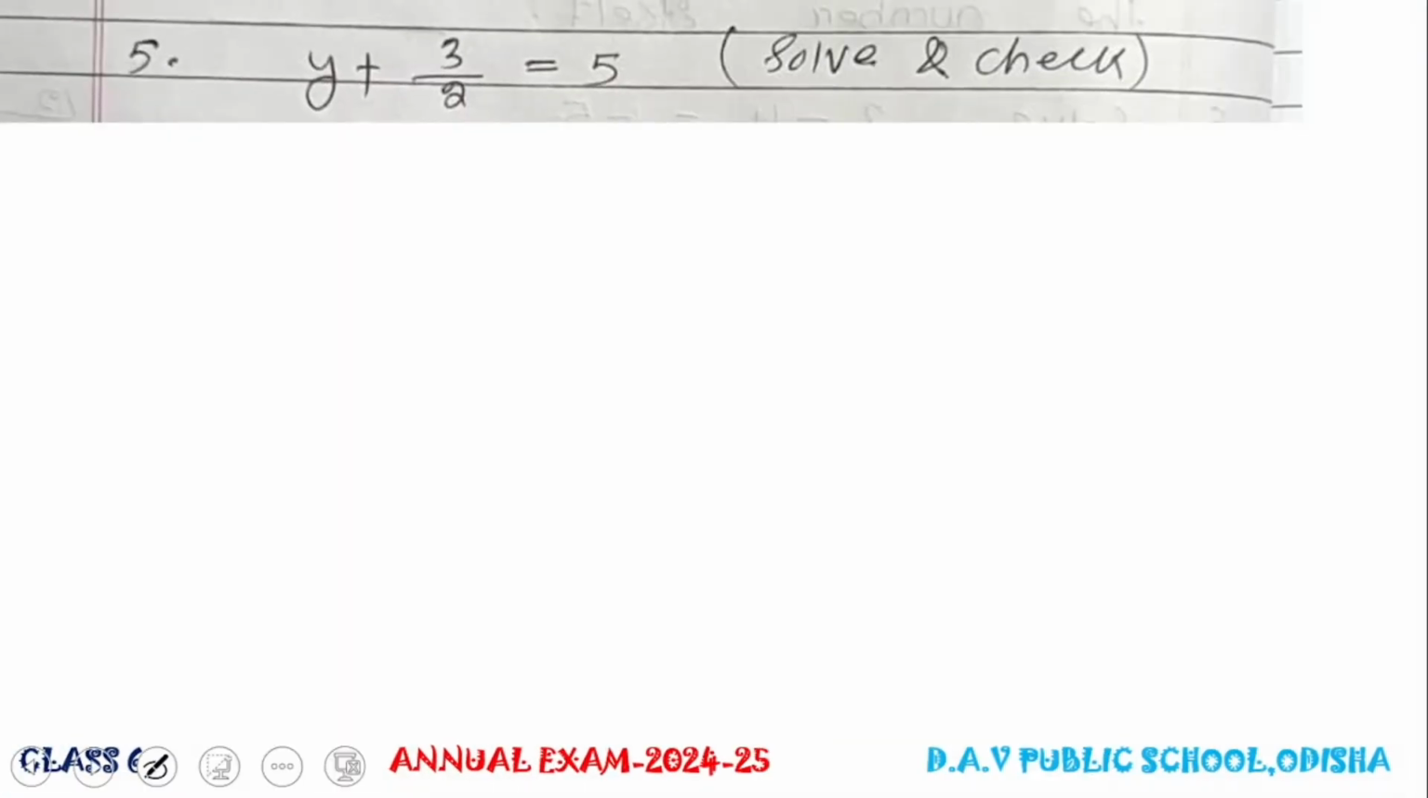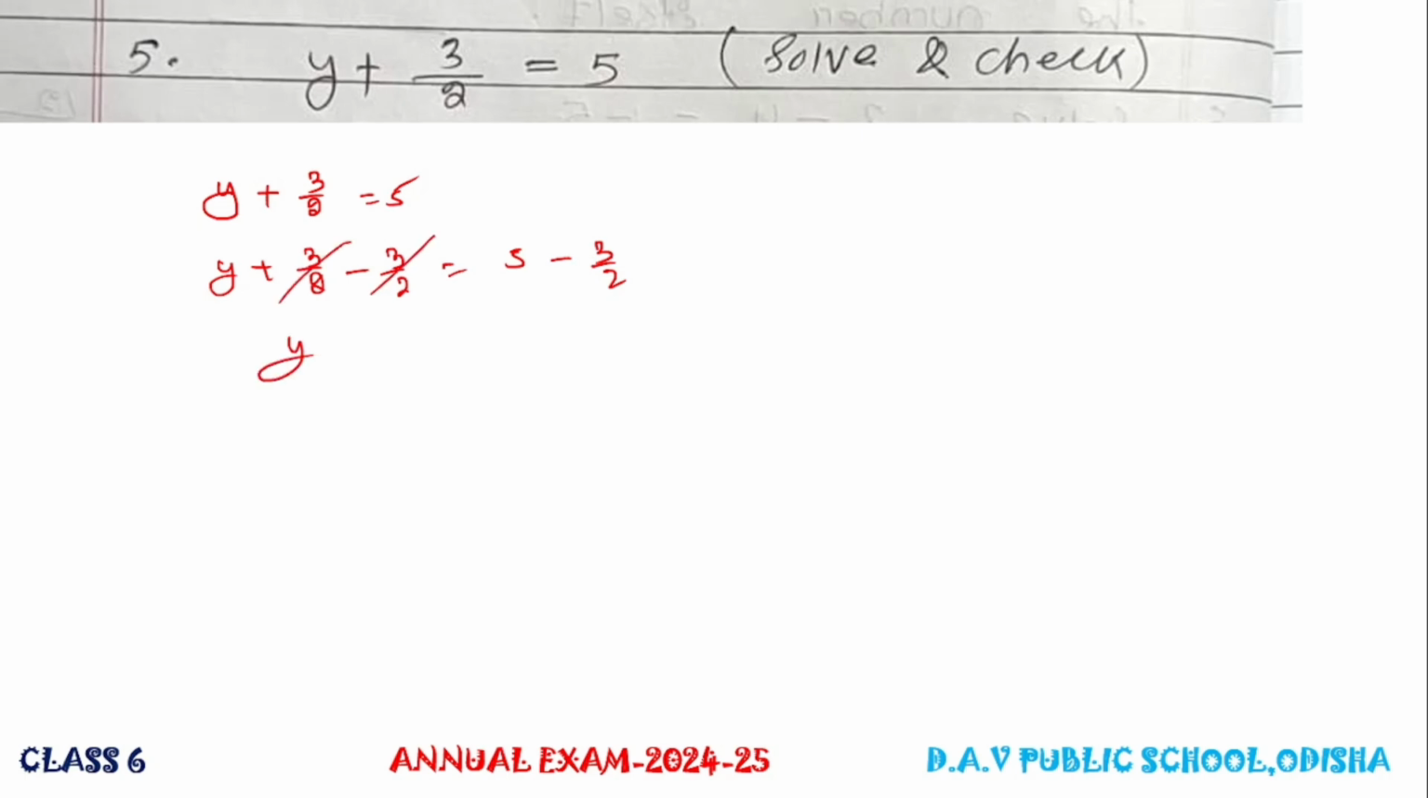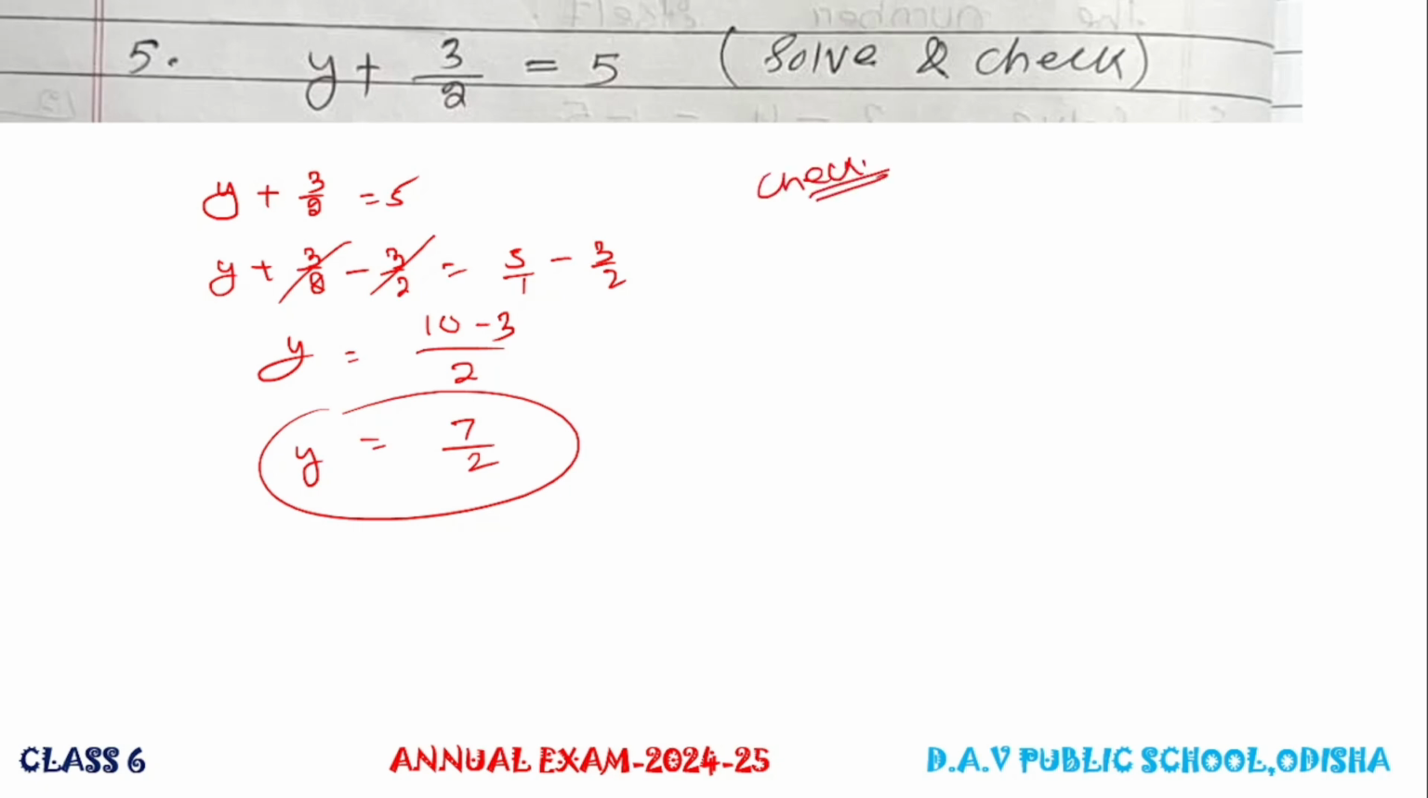Next question. y plus 3 by 2 equal to 5. Solve and check. So first of all we solve y plus 3 by 2 equal to 5. Now tell me y plus 3 by 2 minus 3 by 2, then 5 minus 3 by 2, then 3 by 2 cancel. So y equal to LCM is 2, 2 5s are 10, because here is 1. So 10 minus 3, that is 7 by 2. Now check. LHS, that is y plus 3 by 2, 7 by 2 plus 3 by 2, that is LCM is 2, 7 plus 3 is 10, 10 by 2 is 5, equal to RHS. Now verified.